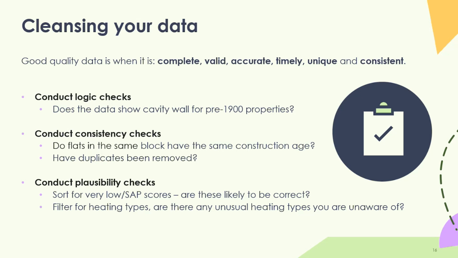So sort for your very low SAP scores. Are those likely to be correct? I think that's very much worth doing. I've done that before, and I've seen a property with a SAP rating of 0.75. That's clearly not right. I don't know what's gone on with that EPC or that property, but coming out with a SAP score of less than 1 is genuinely quite concerning. Probably should do a welfare check on that property, make sure it's got 4 walls.